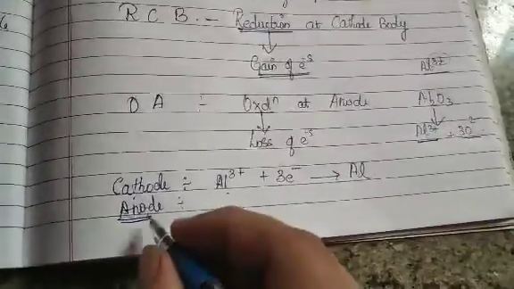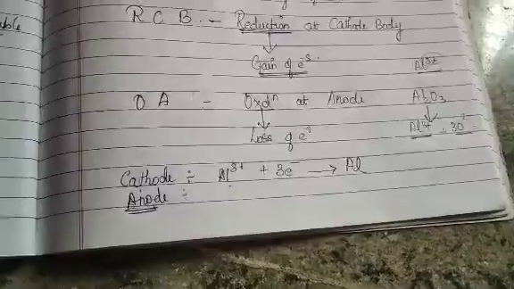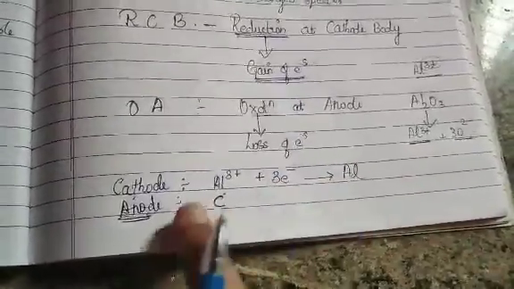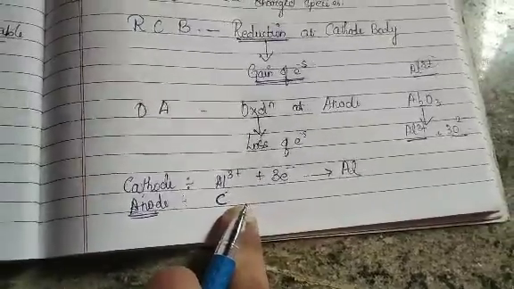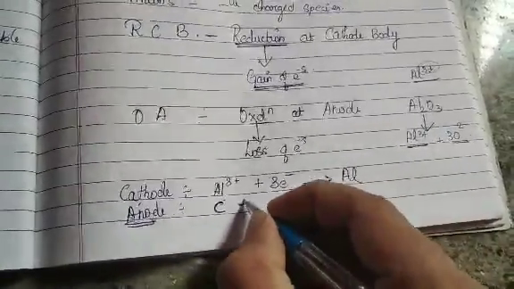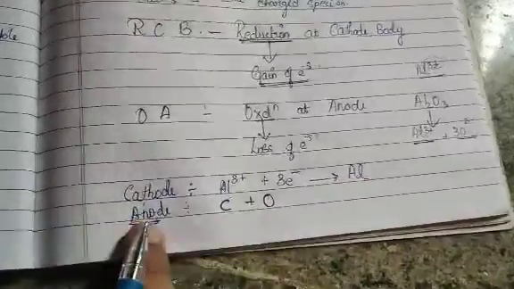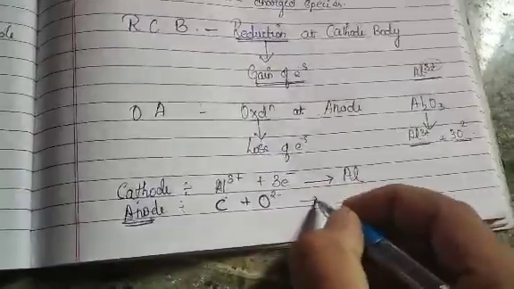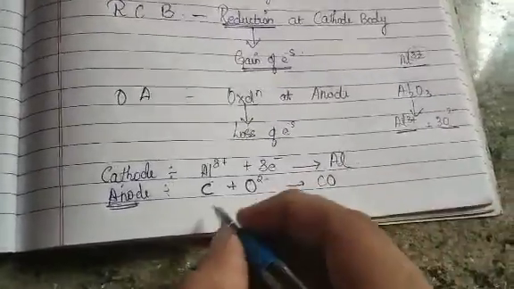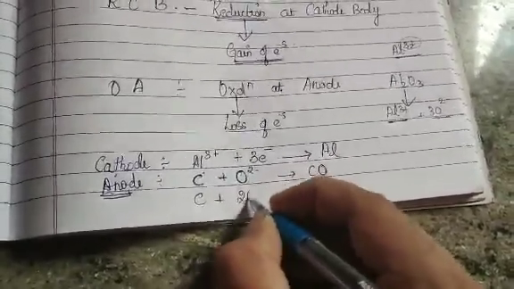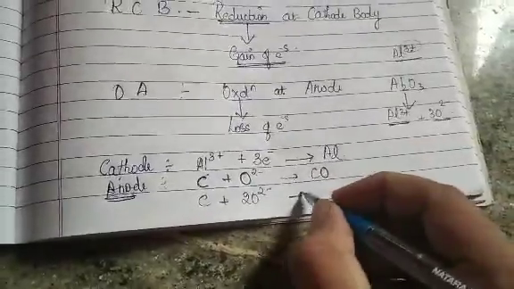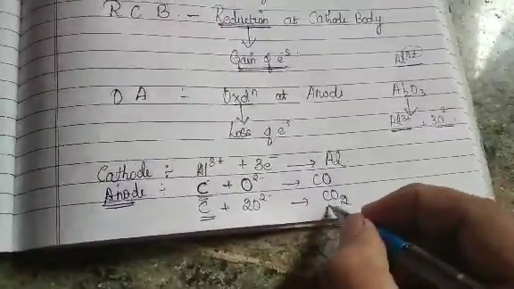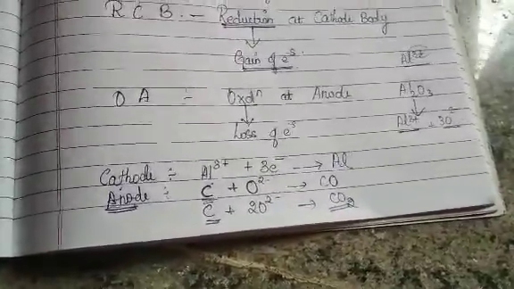But what happens, since our anode is completely made of graphite rods, whose main composition is carbon? The oxygen coming towards the anode will react with the carbon to form carbon monoxide. Similarly, the remaining oxygen will also react with the carbon rods, that is the graphite rods, to give carbon dioxide. That is the reason, guys.